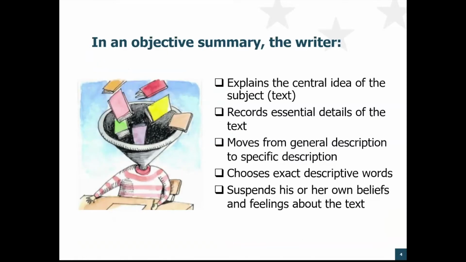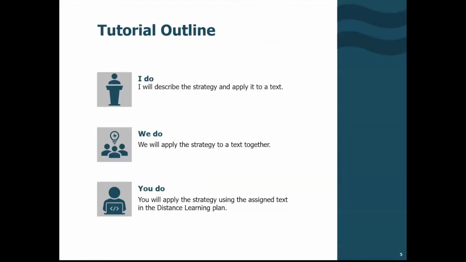Remember, in an objective summary, the writer explains the central idea, records only essential details, typically moves from general to specific description, chooses exact descriptive words, and suspends his or her own feelings about the text. This video has 3 parts. First, I will describe the strategy and apply it to a text as an example. Then we will apply the strategy to a text together as a model. And finally, and most importantly, you will apply the strategy using the assigned complex text in your distance learning plan for the week.